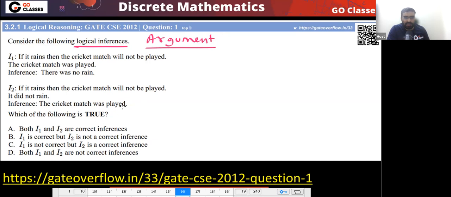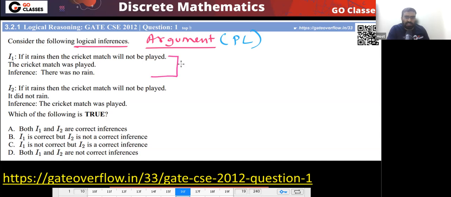So an argument is given to you. In this argument, first of all, what do we do? Can anyone tell me what the first step is? Whenever some argument is given to you in the English language, what is the first step whenever you are solving any question related to arguments? This is an argument in propositional logic.